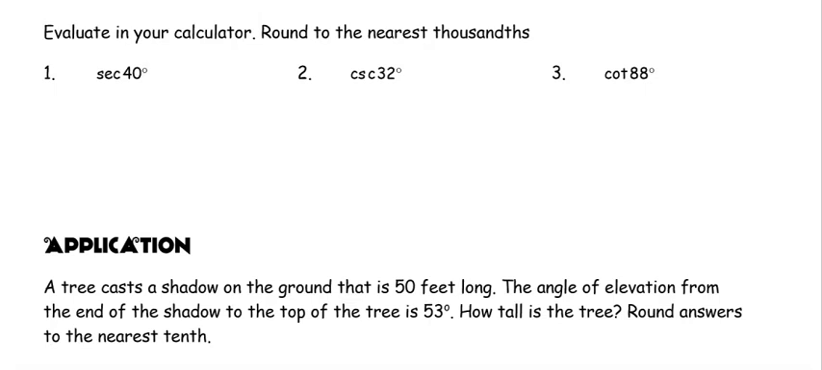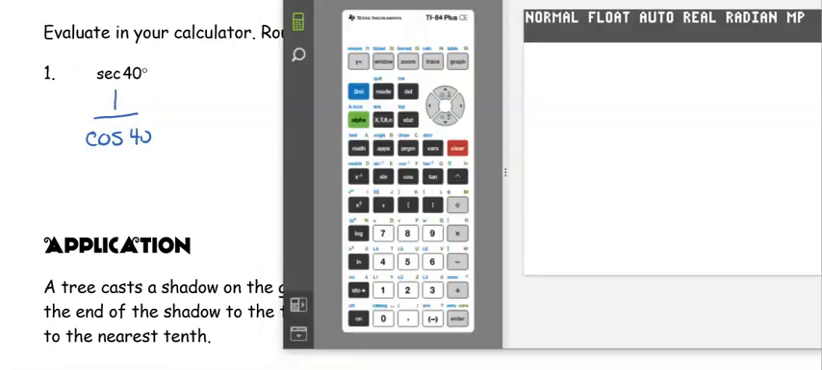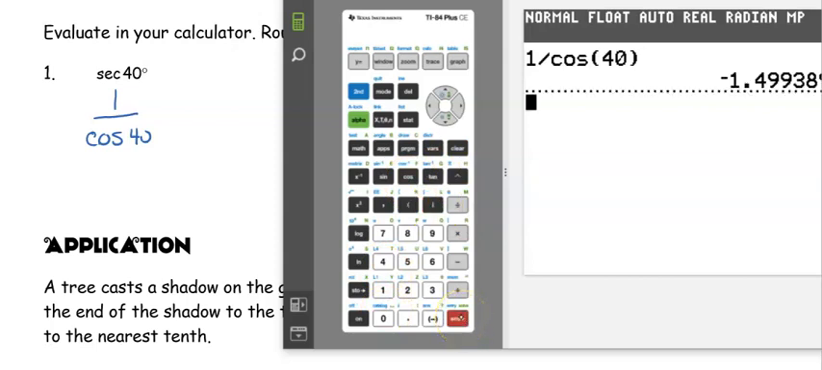So here, we're going to use that reciprocal relationship. If I want to evaluate in my calculator the value of secant of 40, I do 1 over cosine of 40, because secant is the reciprocal of cosine. We don't have a secant button to push, so I've got to use what we've got. So it's 1 over cosine of 40. And we would round, but that's not the right answer.